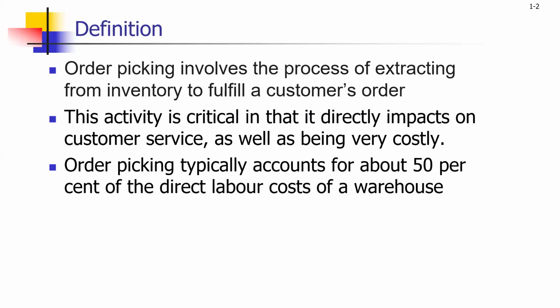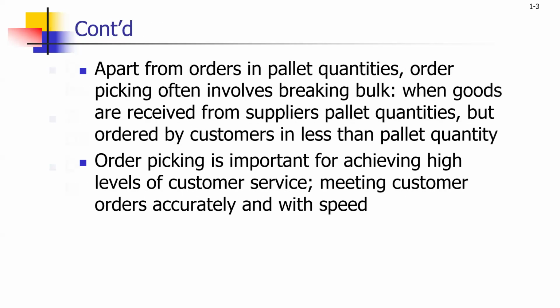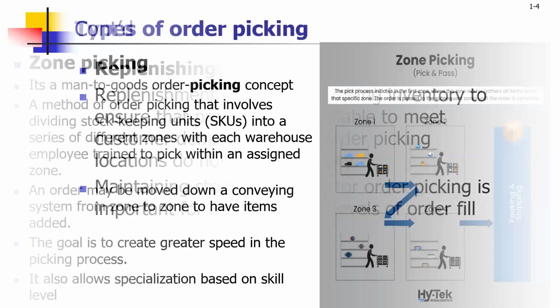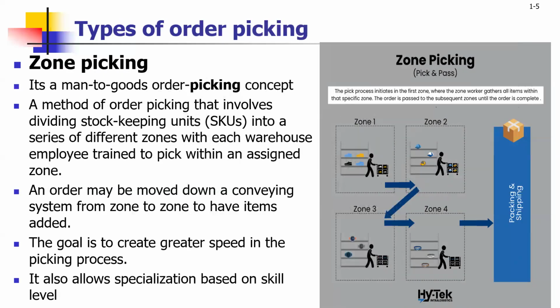Order picking basically is how we extract inventory, or get the things that customers want. So how do we extract inventory and give it to the customer upon placing an order? And replenishing is how we restock when the stocks are used up. How do we make sure we get stocks in place? That is replenishment, basically.